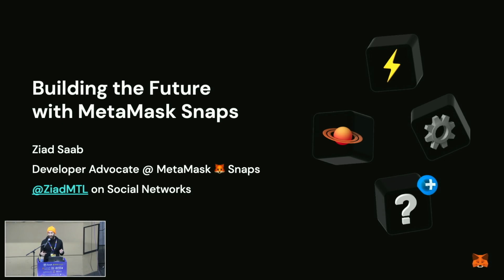There's a Bitcoin snap that you can use today in a developer preview of MetaMask. It's called Flask. And there's a Starknet snap. There's a lot of plugins that are already created. And today, I want to show you how you can create your own plugin.